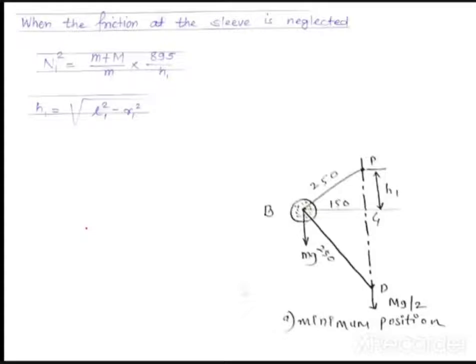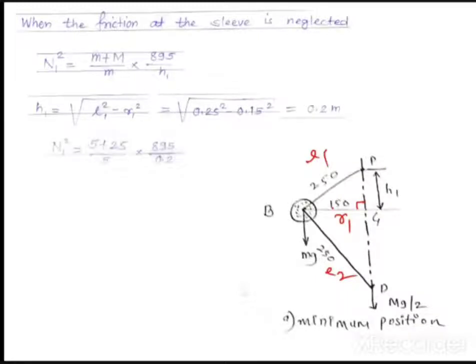Now tell me h1. How will you find out h1? First of all, how will you find out h1? You know that h1 is found using this right angle triangle, no? By using the Pythagoras theorem, L1 square minus r1 square. What is L1? This is L1 and this is r1. Right? Is it okay? And this is L2. Clear? So find out. You are getting 0.2 meters.